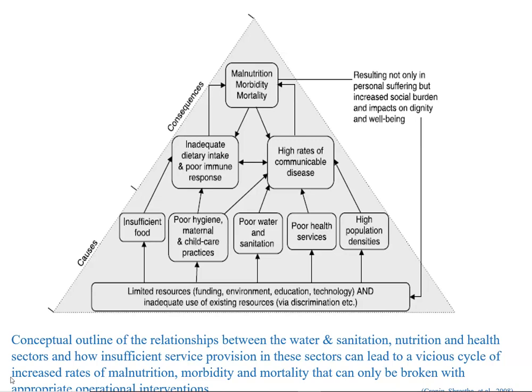and inadequate dietary intake and poor immune response that lead to malnutrition and increased morbidity and mortality. And this increase in morbidity and mortality will again affect the resources and make them more limited, and that leads to a sort of vicious circle between the different elements.